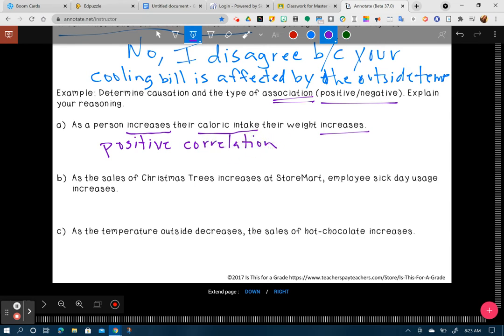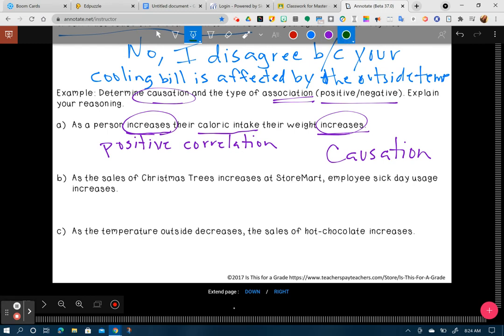Okay. And does one thing cause the other? Does increasing the amount of calories that you eat cause weight to increase? Yes, that probably is a pretty good indication that this would be causation. Okay. So there's a positive correlation because they both increase. Okay, and the first one does cause the second one. So it has to be the first one causing the second one for it to be causation. Can't think of it backwards and still be causation.